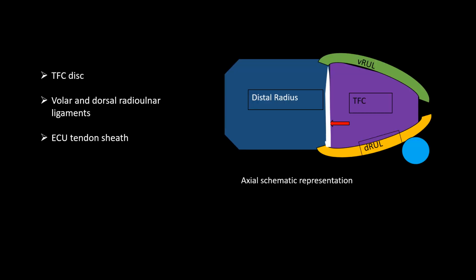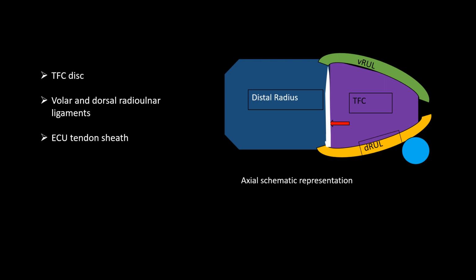On this axial schematic representation, the purple colored structure is the TFC disc which attaches to the cartilage overlying the distal radius shown in white. Anteriorly, the TFC disc is inseparable from the volar radio-ulnar ligament shown in green, and posteriorly it is inseparable from the dorsal radio-ulnar ligament shown in yellow. However, note that both volar and dorsal radio-ulnar ligaments directly attach to the bone of the distal radius, unlike the TFC disc which attaches to the cartilage, and that's how we differentiate these structures.